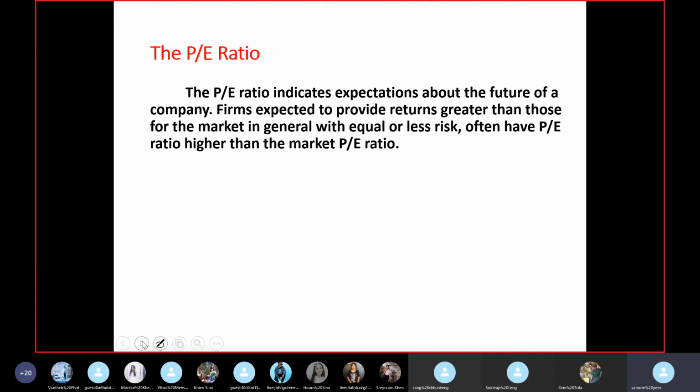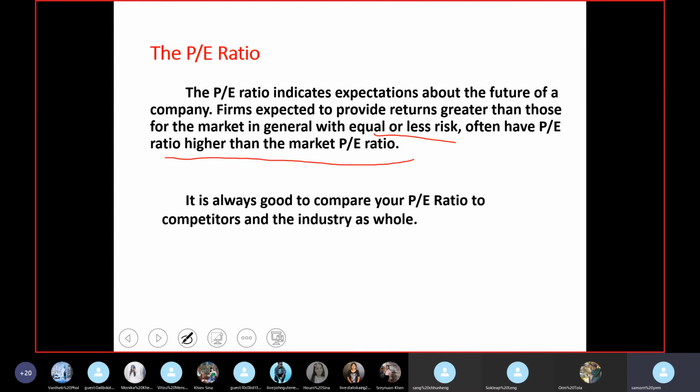The PE ratio indicates the expectation about the future of the company. A firm expected to provide a return greater than those for the market in general with equal or less risk, so at least the risk is very low and the benefit is more, often has a PE ratio higher than the market PE ratio. It is very good to compare your PE ratio to the competitors and the industry as a whole, especially companies in the same kind of industry.